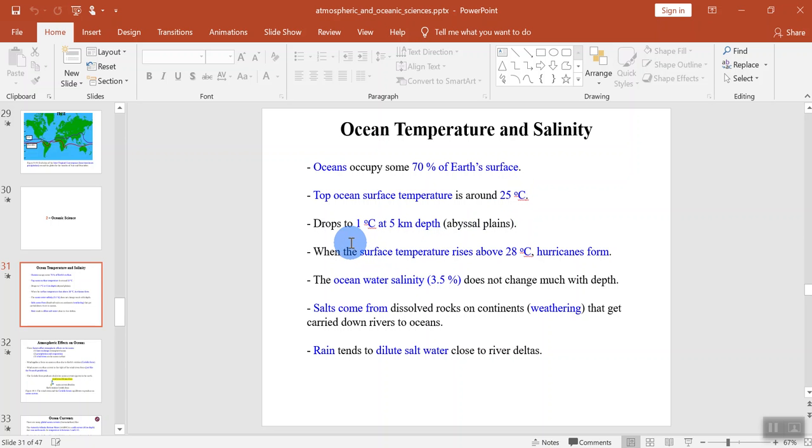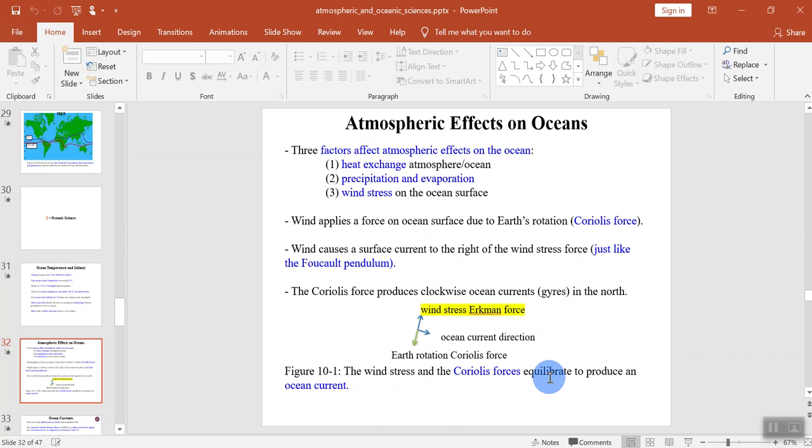We said that temperature drops to 1 degree C at 5 kilometer depth. Those are the abyssal plains, the bottom of the ocean. When the surface temperature rises above 28 degrees C, that's when hurricanes form. We said that ocean salinity is around 3.5%. It's pretty stable, constant. Salts come from dissolved rocks on continents, a process called weathering, that gets carried down rivers to oceans. Rain tends to dilute salt water close to river deltas.